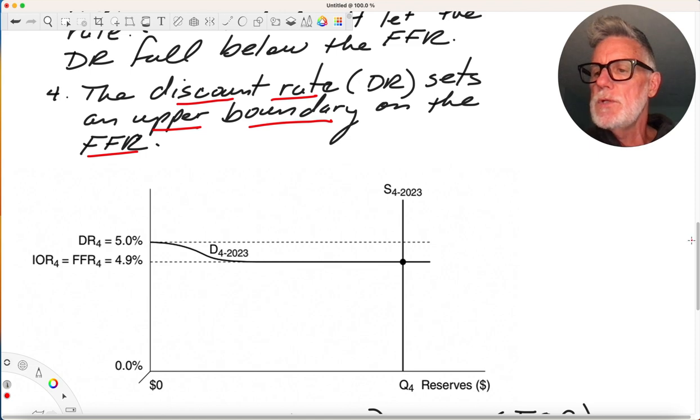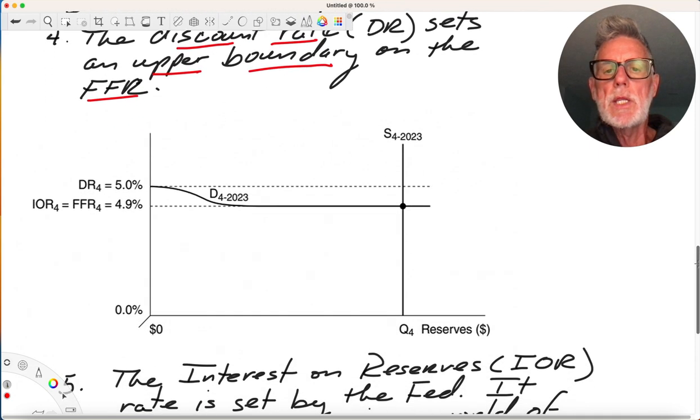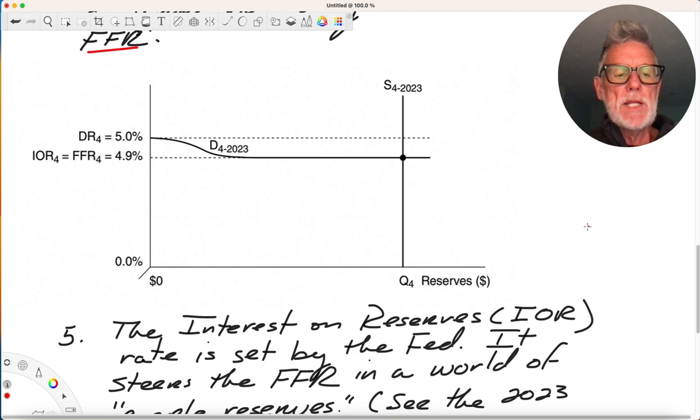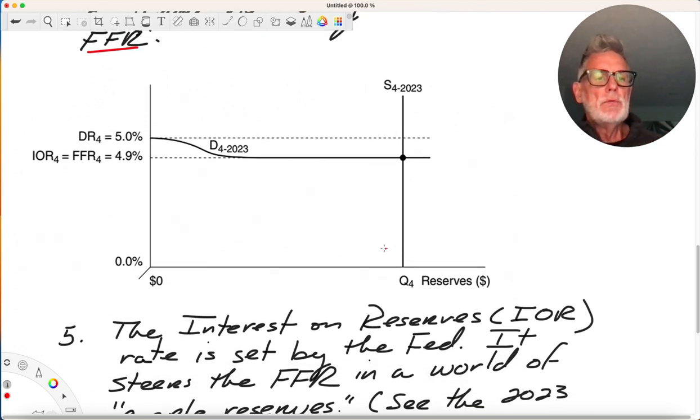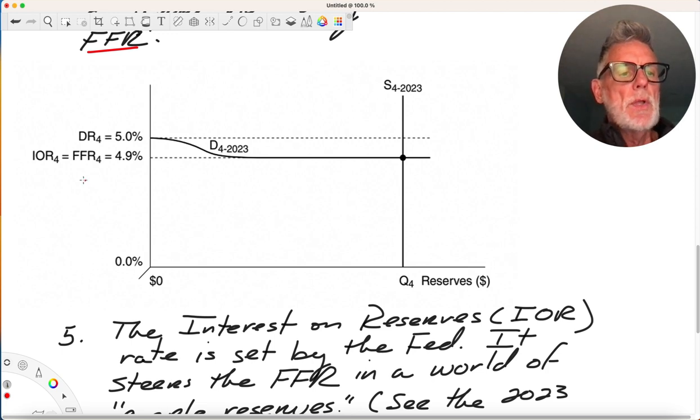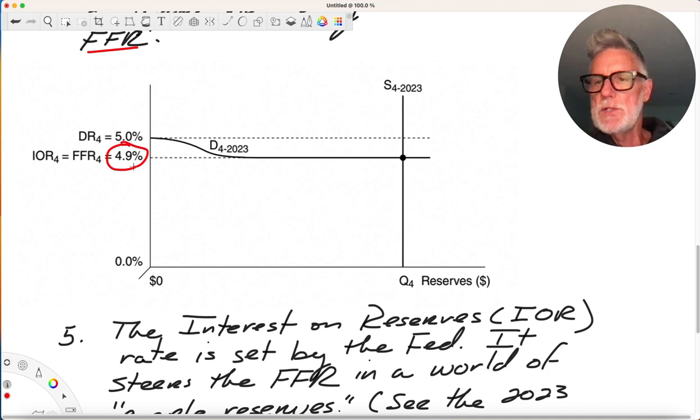Now I show you a picture of 2023, and you're going to be working on this in the next video. But I just want to explain a few things to you before you move into that. First of all, you notice that the federal funds rate was way down here at zero, but now it has increased way up here to 4.9% by 2023. You may wonder, how did it increase? Well, it didn't increase by movements in this supply curve. This supply curve actually moved dramatically.